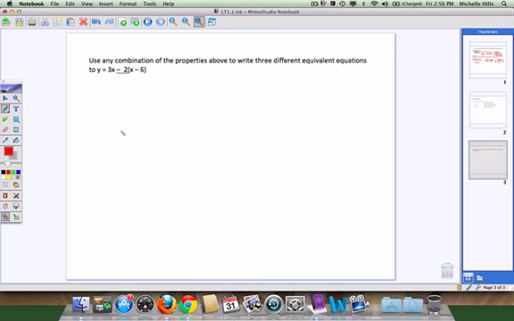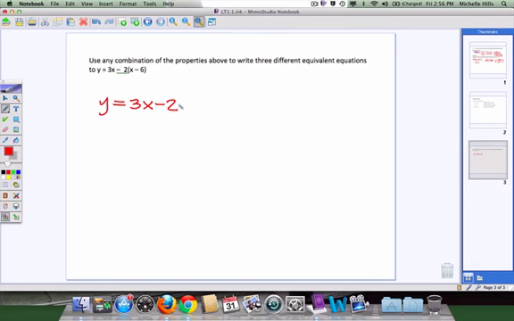Now it says use any combination of properties above to write three different equivalent equations, so equations that have the same value as this: y equals 3x minus 2 times the quantity x minus 6. Now the first thing I'm going to do is bring this down and recopy it so that I have room to work. Again, I can't take the 3x and subtract 2 from it because they're not like terms. This has an x and this doesn't. But even if they were like terms, I wouldn't do this subtraction before I do this multiplication.